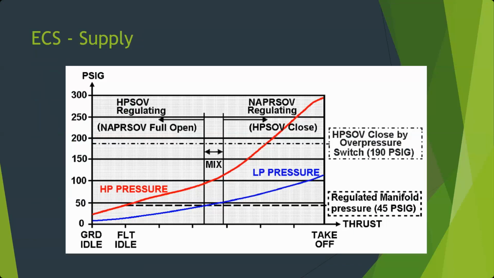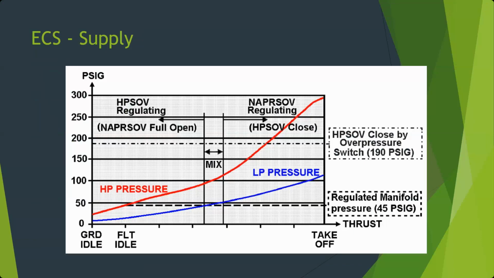But when the engine is ground to flight idle, anything below this is effectively 0. You can see even the high pressure is a little bit below that. So we're going to try to get to that 45 PSI. And as we get a little bit above flight idle, takeoff's essentially 100%, we can regulate the high pressure down with the high pressure shutoff valve and pressure regulating shutoff valve.